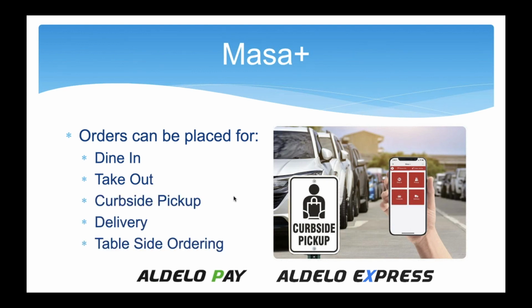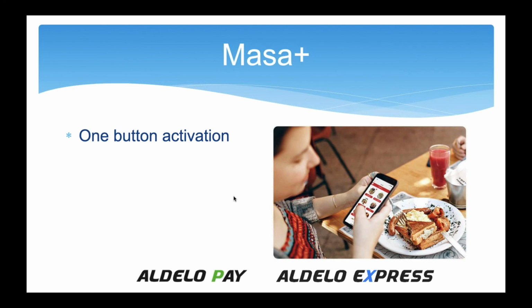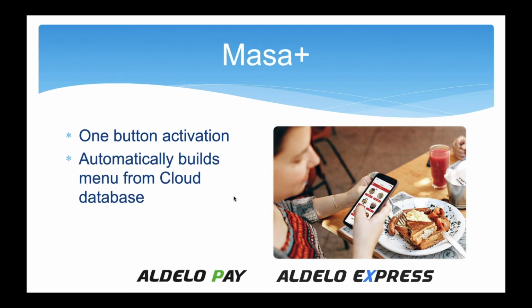This app can handle dine-in, takeout, curbside, delivery, and of course, tableside ordering. The tableside ordering is what I was describing for that customer who had the signs in the parking lot. That's what that was. It is a one-button activation. All they have to do is scan the QR code and they are in. They then can create their own profile. But the database that's downloaded is built from the cloud, and it just takes one button to activate it and create that database.